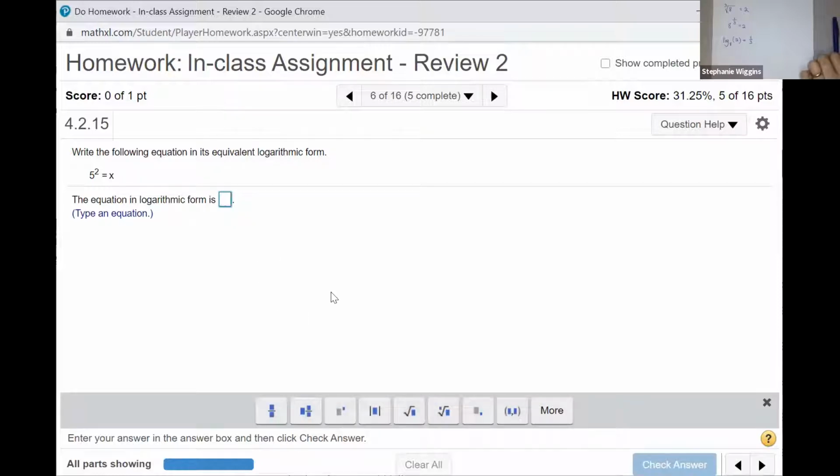Okay. The base is on the bottom, so that's base 5. The exponent is 2 because the log is the exponent, so I'm going to plug in the x. The log is the exponent.